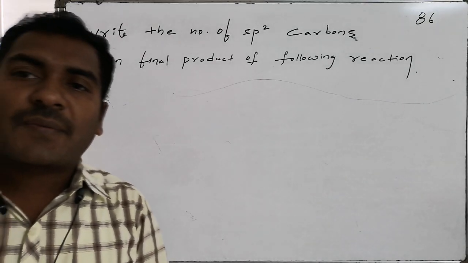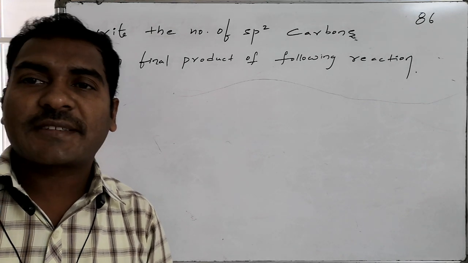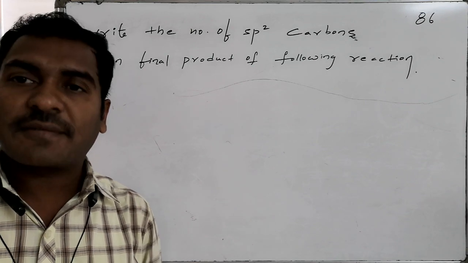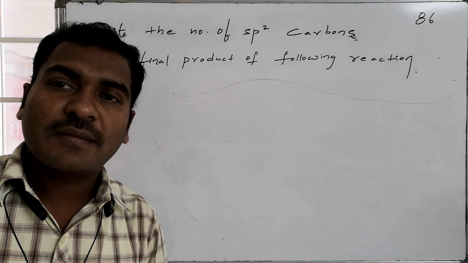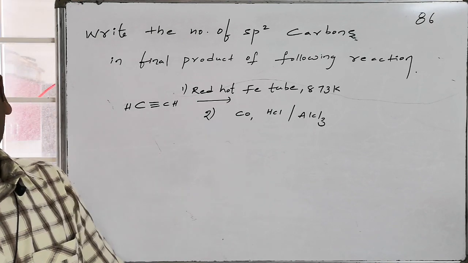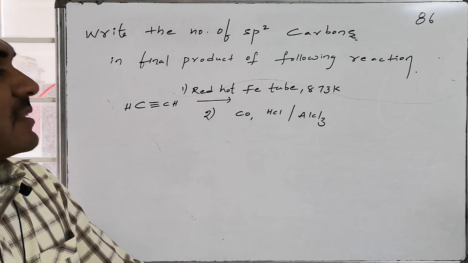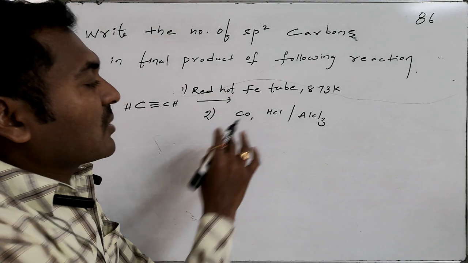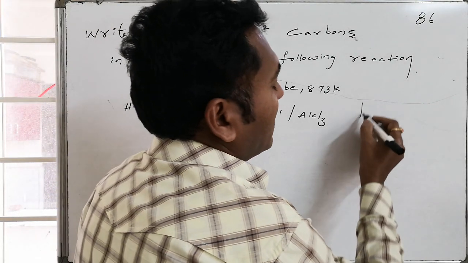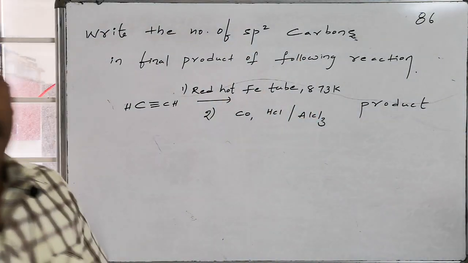Write the number of sp2 carbon atoms present in the final product of the following reaction, and the reaction-related sequence and conditions are given. This is acetylene, reacting with red hot iron tubes at 873 Kelvin, followed by carbon monoxide and HCl in presence of AlCl3. We are expected to write the final product of this transformation.